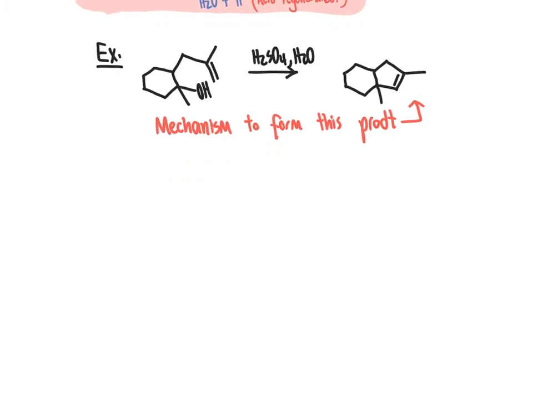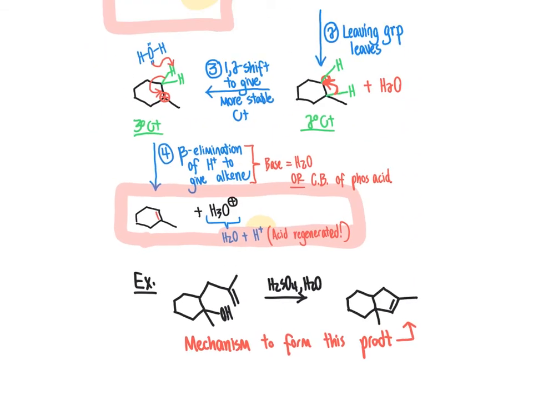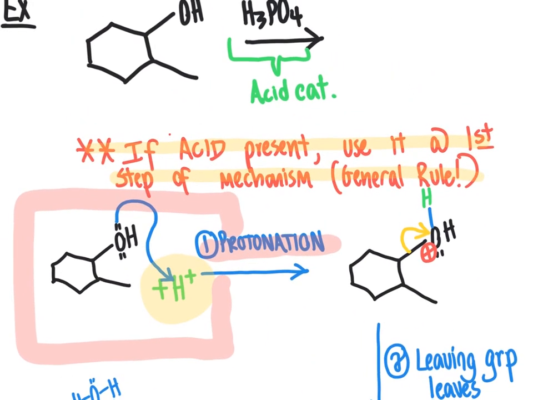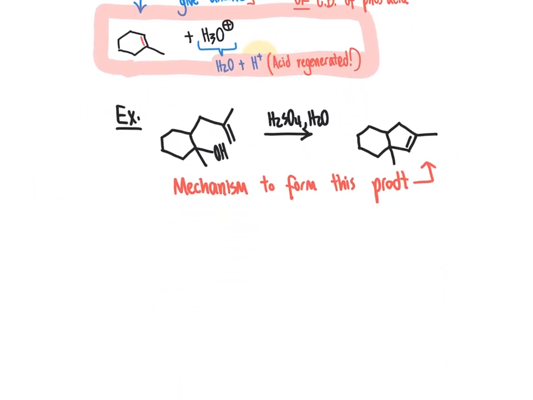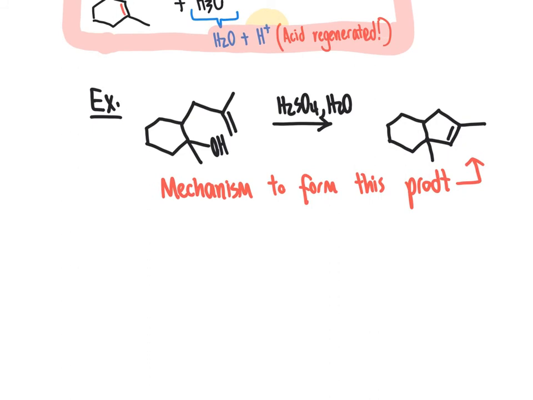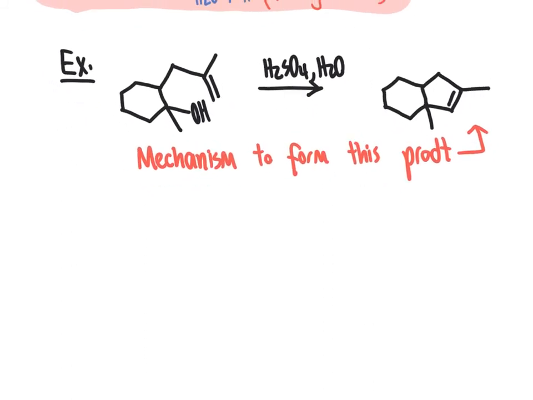So let's go ahead and walk through the mechanism to get to the final product. How are we going to make our necessary carbon-carbon bonds there and alkene group to get from our starting material to our final product? So we go back to what we talked about a little bit earlier: if there's an acid present, use it at the first step of the mechanism. So let's go ahead and see what we can do here by using that acid at the first step of the mechanism to get things going using the understanding we've developed of these dehydration reactions.